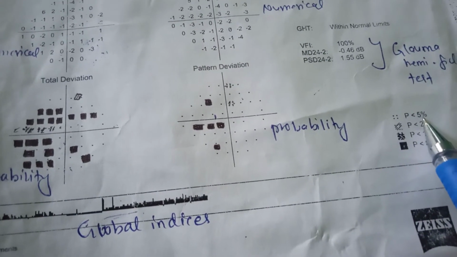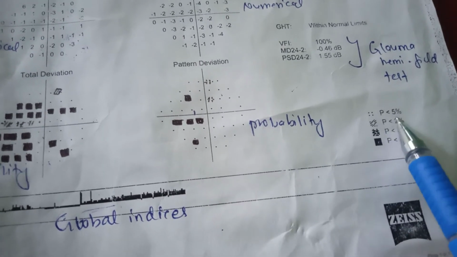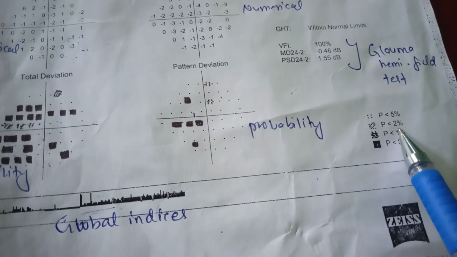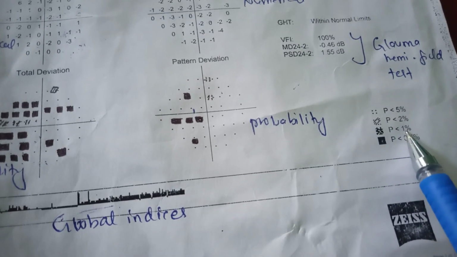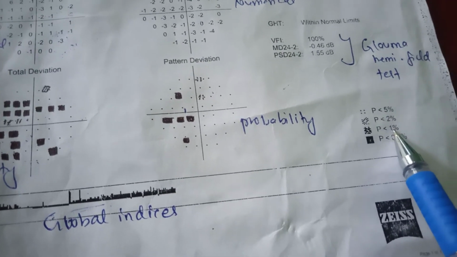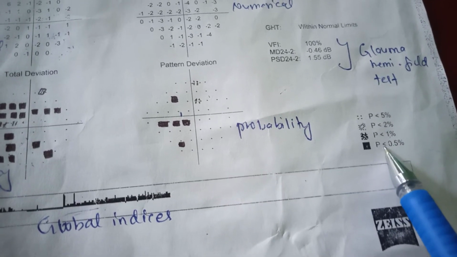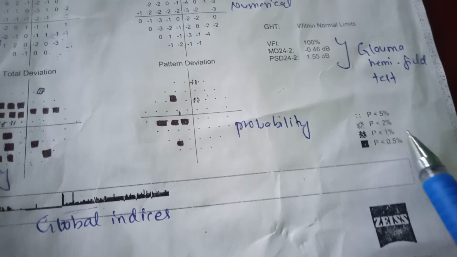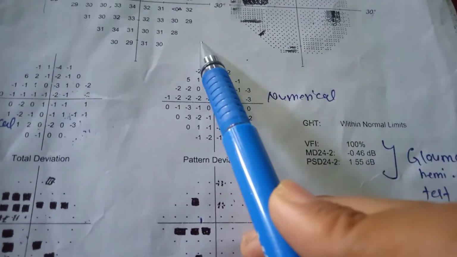If P is less than 5%, it means that this retinal sensitivity is seen in less than 5% of the population. If P is less than 2%, it means it is seen in less than 2%. If P is less than 1%, it means it is seen in less than 1% of the population. If P is less than 0.5%, it means it is seen in less than 0.5% of the population, which is represented by a darker square.